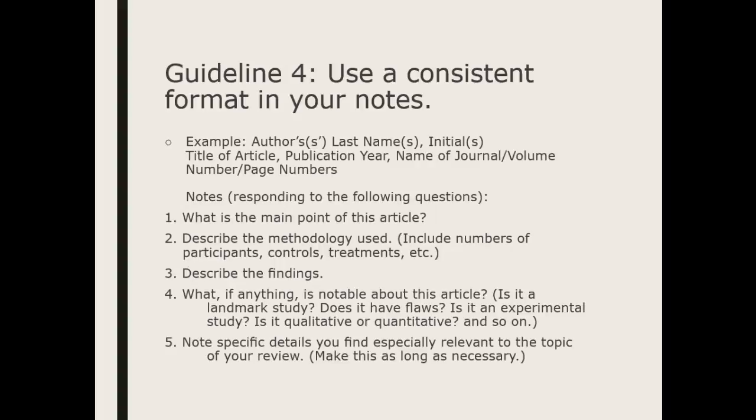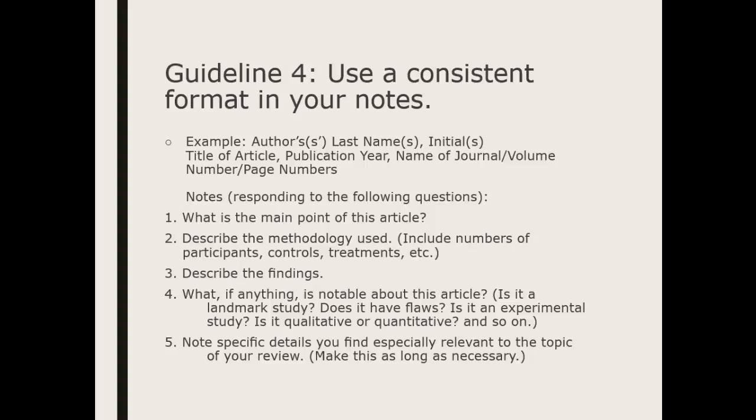All right, here's an example of a format. So author's last name, initial, title of the article, the year it was published, the journal, and whatnot. On each card, this is a great idea if you're using index cards, here's what you write down. First, what's the main point of the article? Second, what was the methodology used? Participants, controls, treatments, whatever. The third thing is the findings. Fourth, what is special about this article? What's noteworthy? Were there any flaws that you noticed? Is it experimental versus qualitative or quantitative? Just brief notes about that.